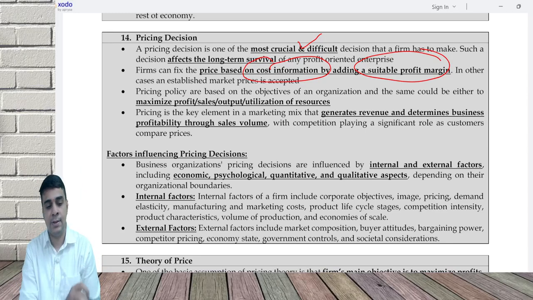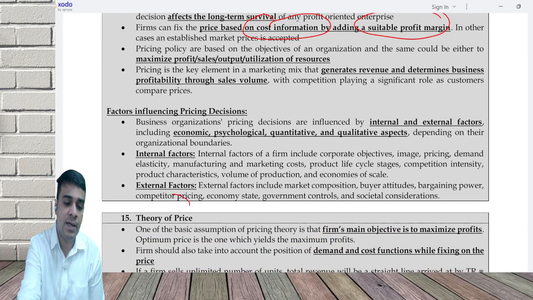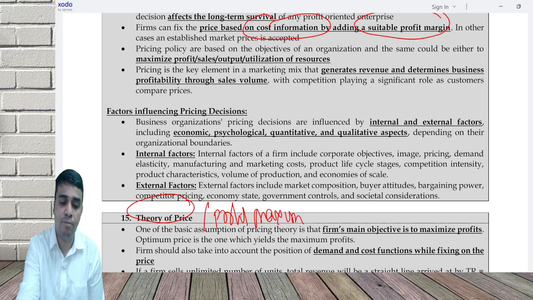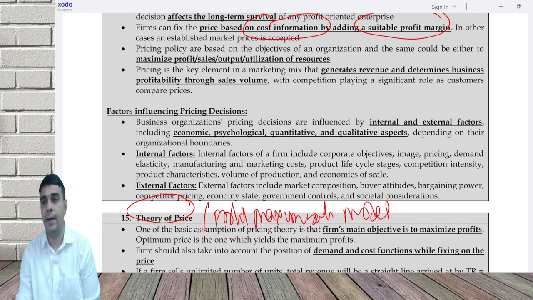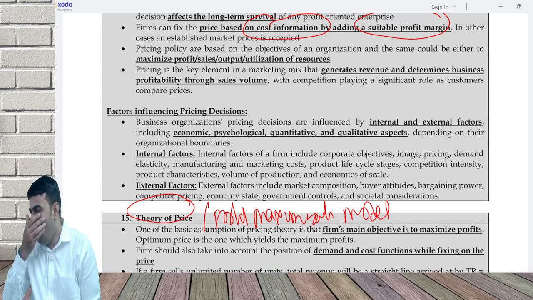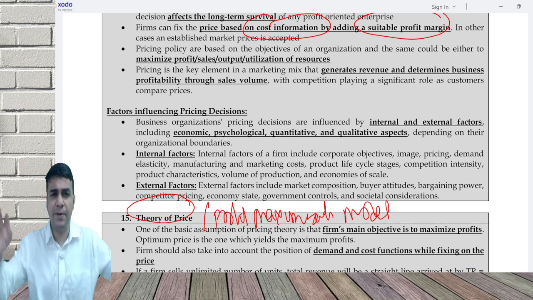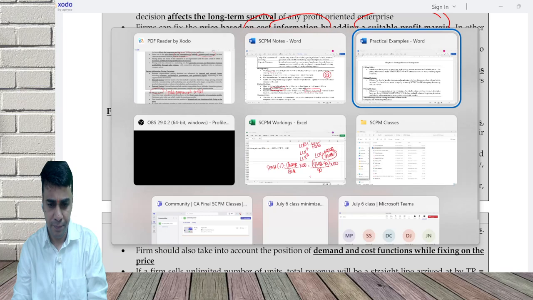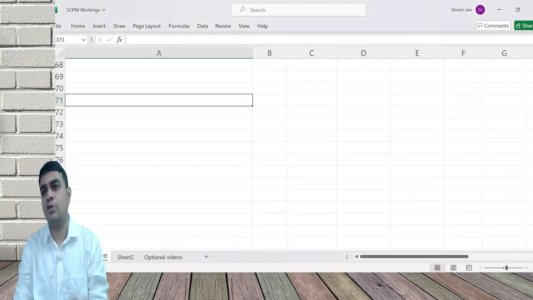Now in this, there's an area called theory of price or profit maximization model. Ideally, if a question comes, it can come even for 10 marks from here. A profit maximization model. Let me first explain this. Technically this approach is not the right approach, but let me first explain what is profit maximization.